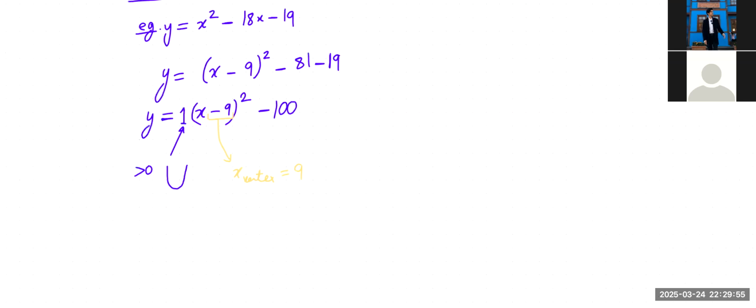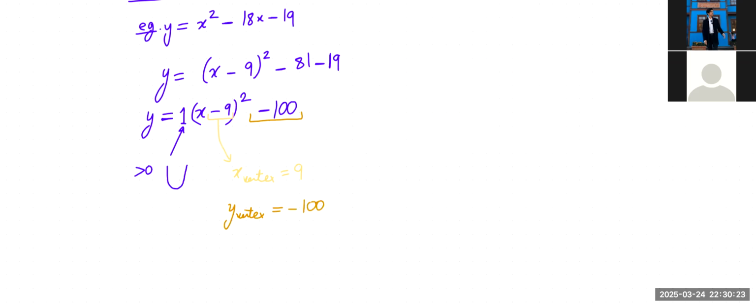And similarly, since this is minus 100, the y value of the vertex, what do you think it is? So the y value, since that is 9, the y value is... no, we don't have to substitute. The x value of the vertex is simply the opposite sign of this number. So if this is minus 9, the x value of the vertex is 9. And this number is directly the y value of the vertex.